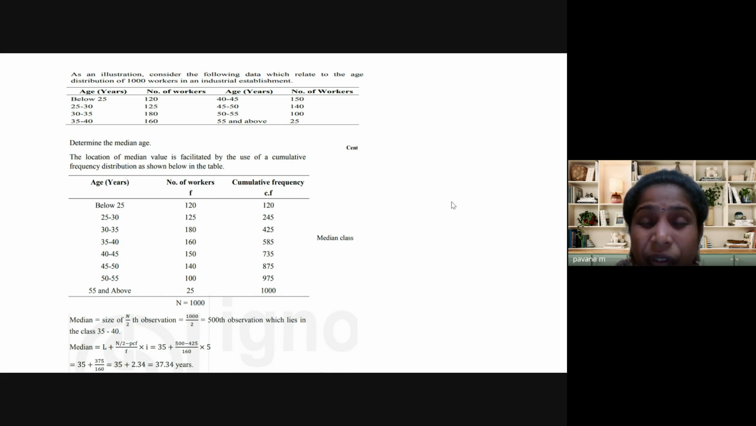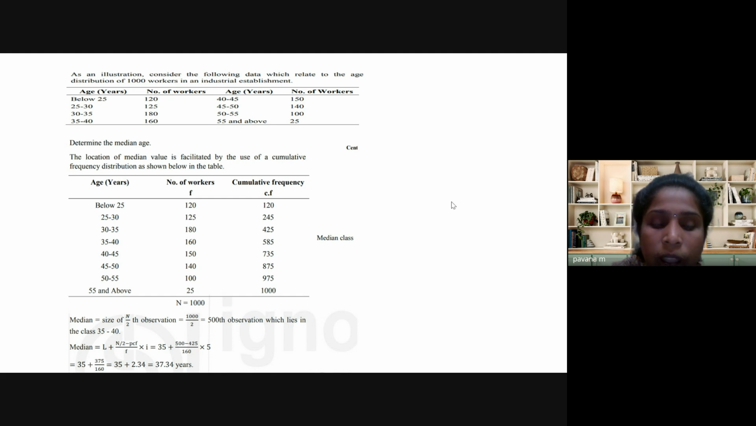Now we want the 500th observation. The 500th observation lies between 425 and 585. The cumulative frequency 585 is in the interval of 35 to 40, right? So the 500th observation lies in the interval of 35 to 40. That's why you have to consider the class interval 35 to 40.